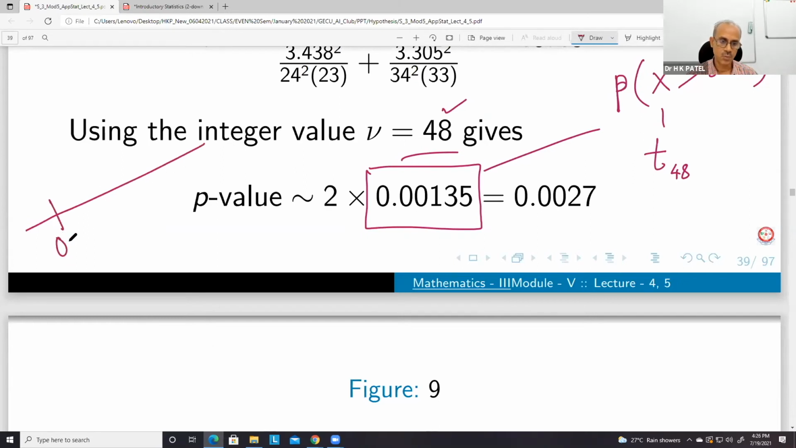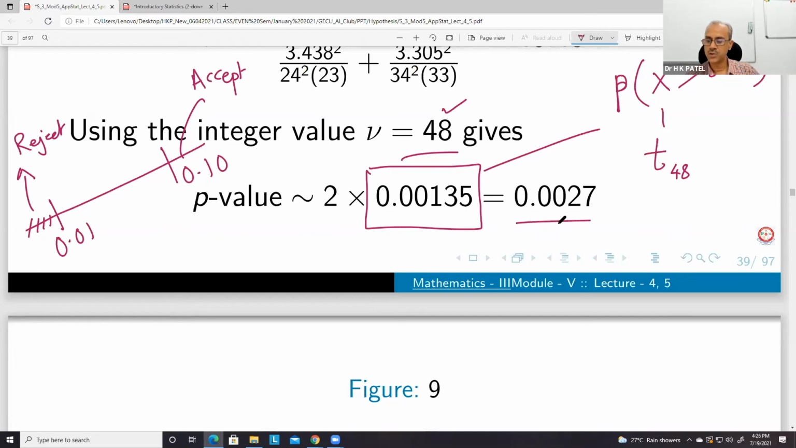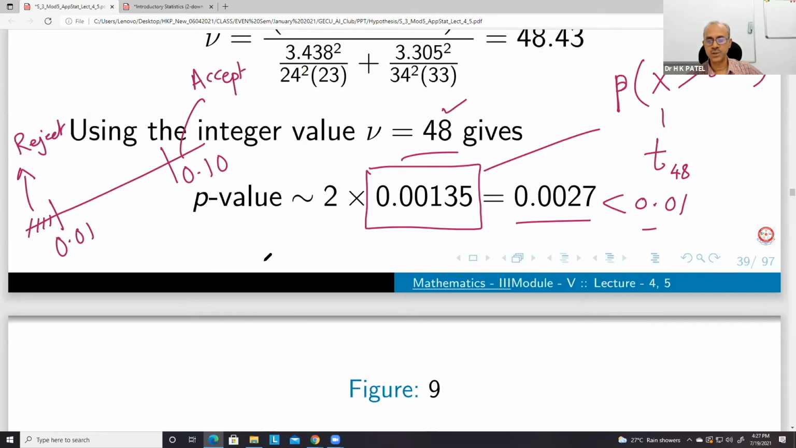This is 0.01 and 0.10. Okay. So if it is less than 0.01, that is here, this is reject null hypothesis. And here we accept null hypothesis. Now our value, you can see that p value is less than 0.01, and therefore we directly reject the null hypothesis. Okay.